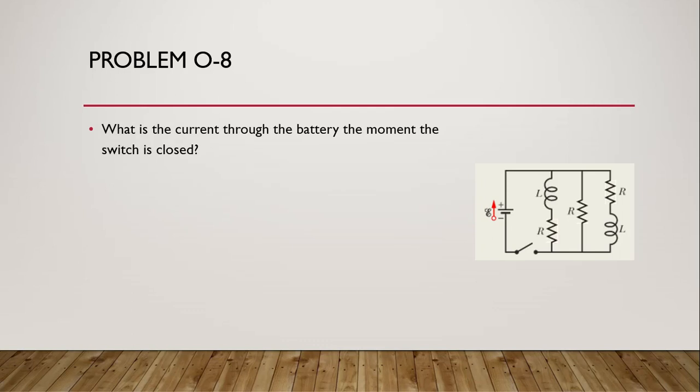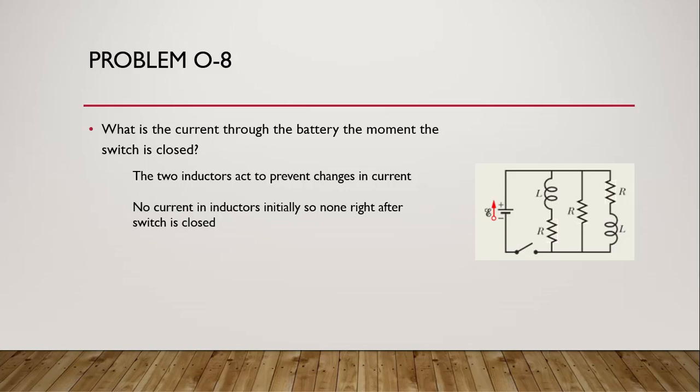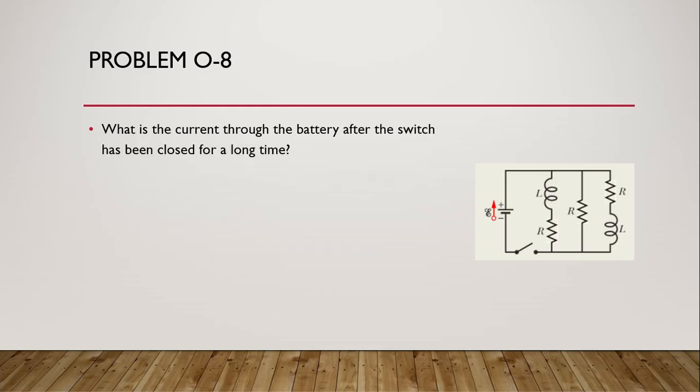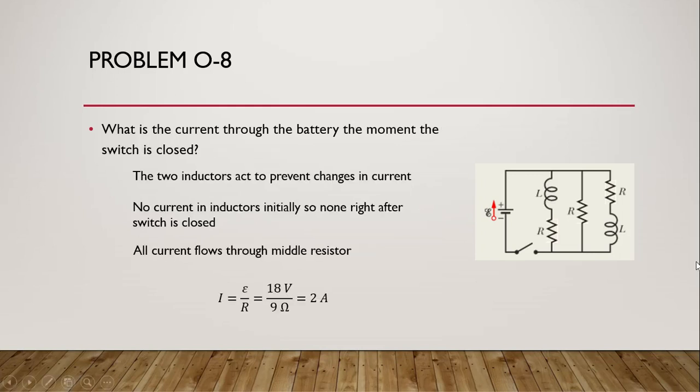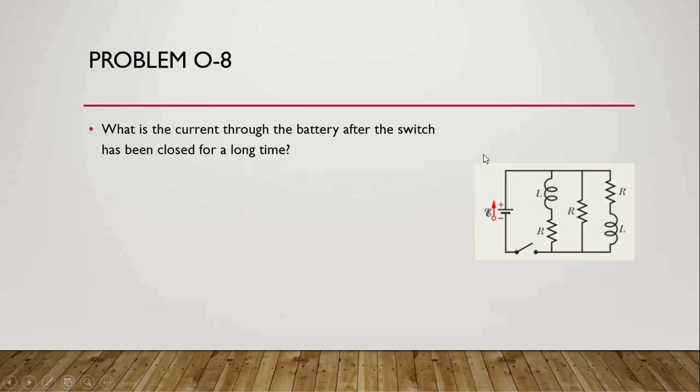Now, at the instant the switch is closed, remember that what the inductor really does is it opposes changes in current. So the two inductors act to prevent change in current, and so initially no current goes through the inductors right after the switch is closed. All the current is going to flow just through the middle resistor. If we work this out, I equals 18 volts over 9 ohms. So really, this circuit looks like just one 9 ohm resistor in series with the 18 volt battery.